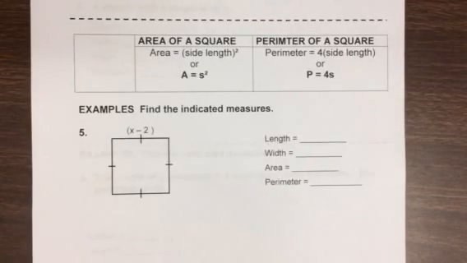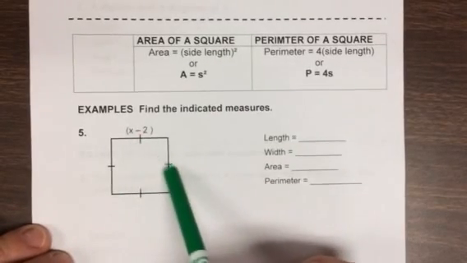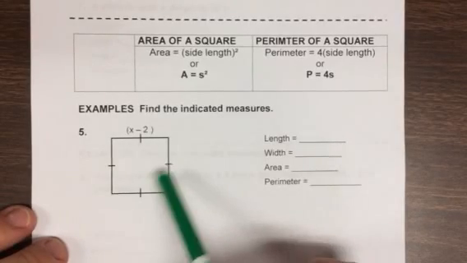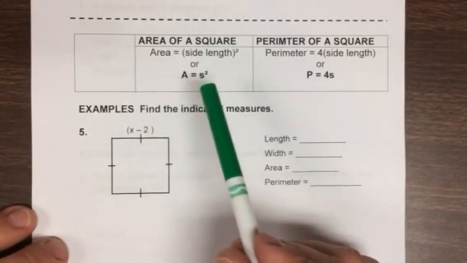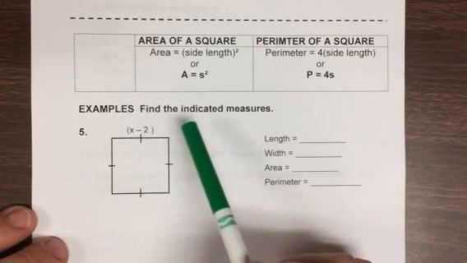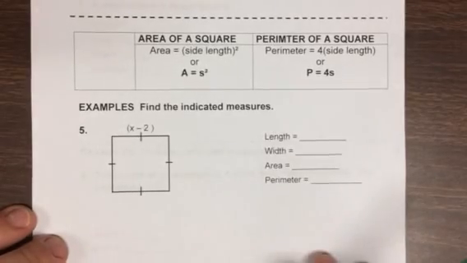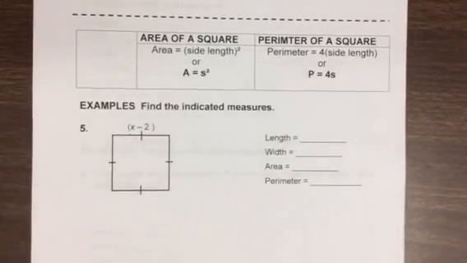We know that the area of the square is the length times the width, but because a square is going to have congruent sides, which is different than a rectangle, we know all 4 sides are congruent. I don't have to say length times width. I can say S squared, or side squared. So I can take the side and square it. And I know that the perimeter is 4 times one side.